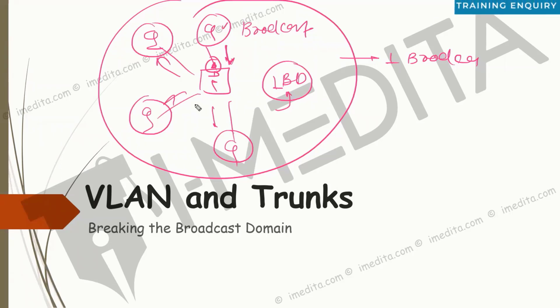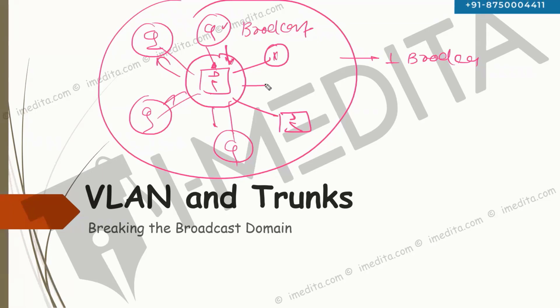Switches by default have one broadcast domain. All the devices that you connect via a switch, no matter if it is a router, another switch, a PC, or a server, all the ports of the switch by default belong to the same broadcast domain. That means you can connect devices on any of the ports, and we will be able to reach from one device to another by means of broadcast. That is the default behavior.